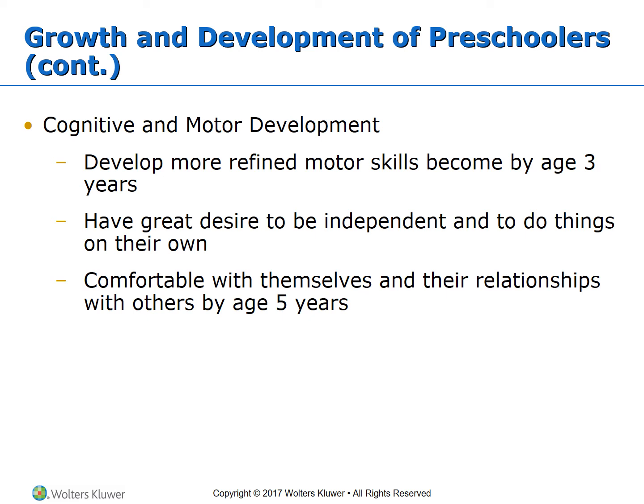Cognitive and motor development. They have more defined motor skills by age 3. They have a desire to be independent and to do things on their own. They have a great desire to accomplish goals. Parental supervision is essential. Safety issues are still a concern with this age group. They're comfortable with themselves and their relationship with others by age 5, and they have magical thinking. Sometimes some children will have imaginary playmates.